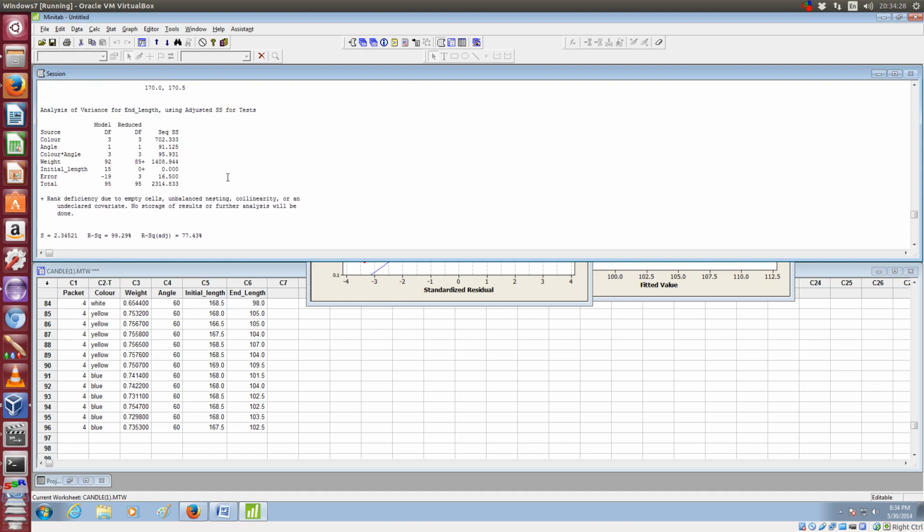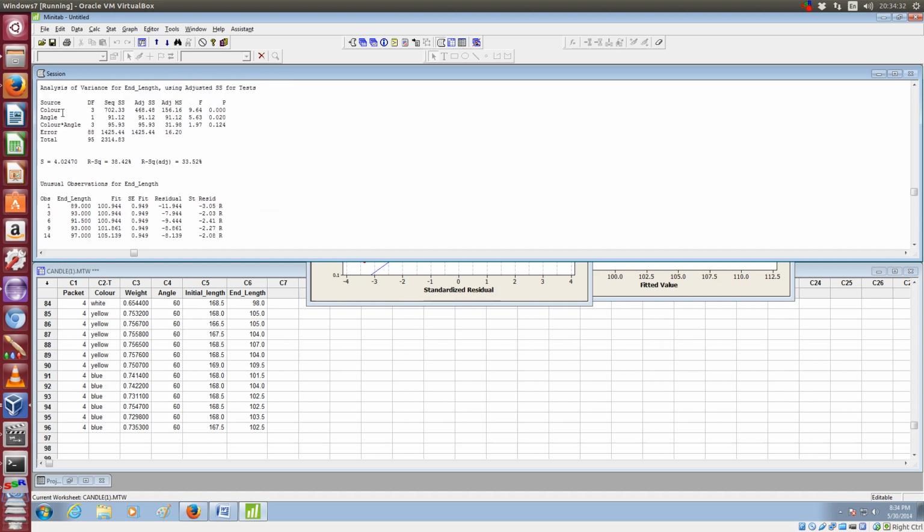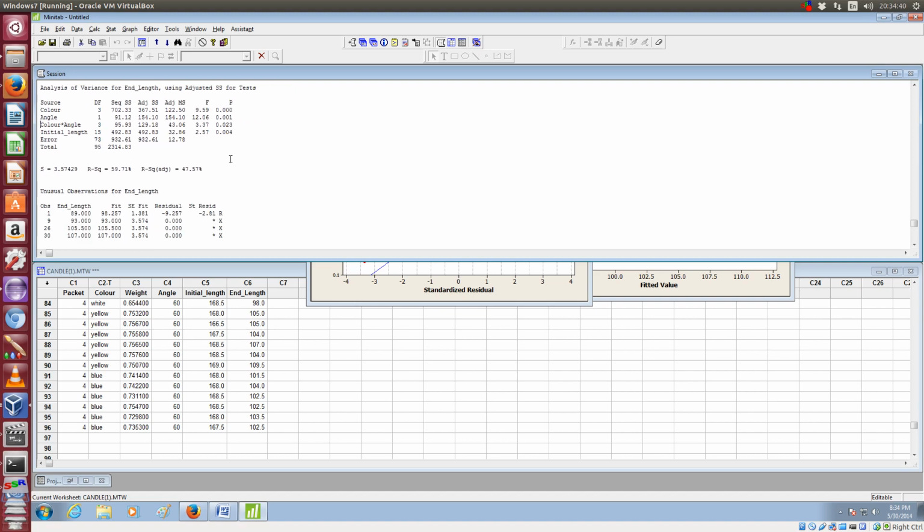So if we scroll up from before, we did one where it came up and said that it couldn't do it. If we have a look at this, when we're just doing color, angle, and the interaction of color and angle, this was statistically insignificant. Now when we include the other variable, it does become statistically significant.